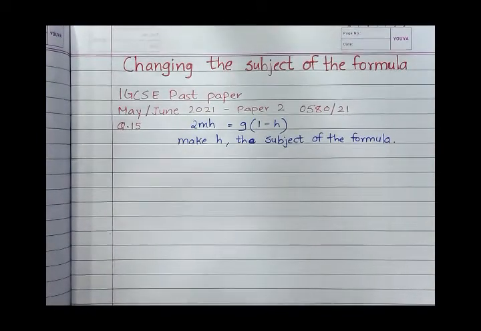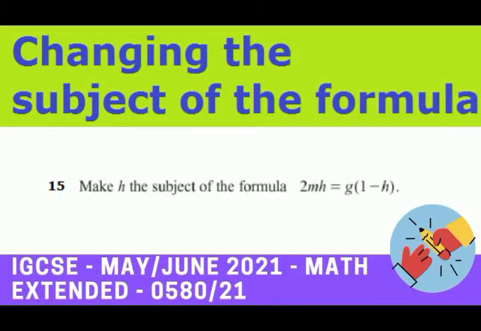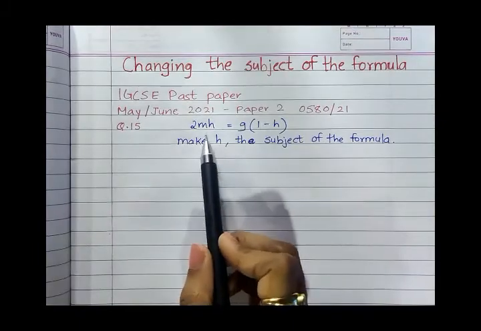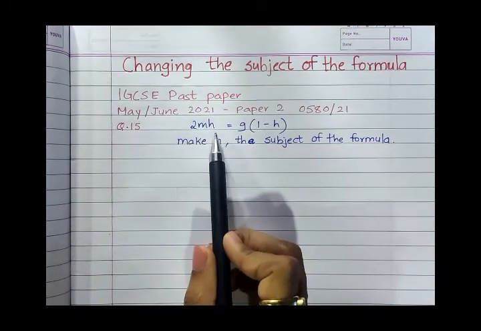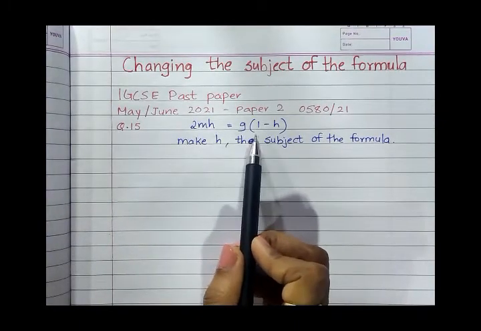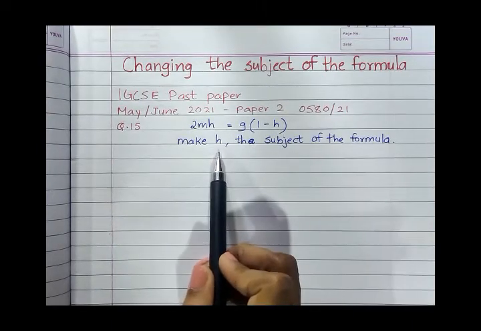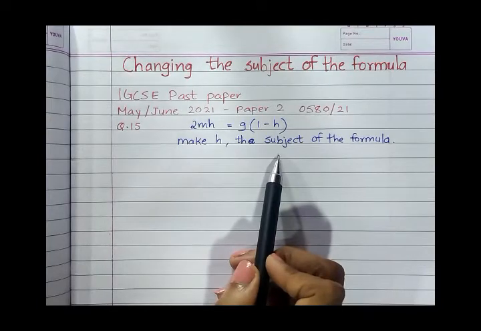In today's video we are going to solve an IGCSE past paper question based on the concept of changing the subject of the formula. This question was asked in the examination of May-June session 2021 paper 2, and this is question number 15. This question reads as 2mh is equal to g bracket 1 minus h, and the question here is make h as the subject of the formula.